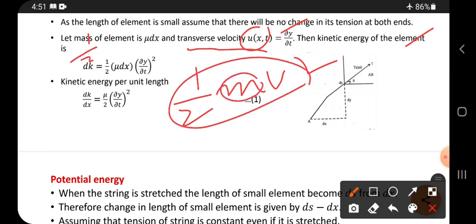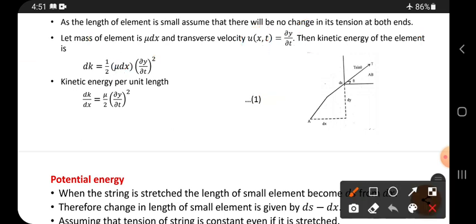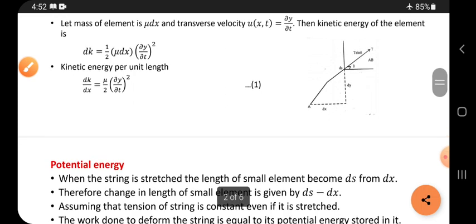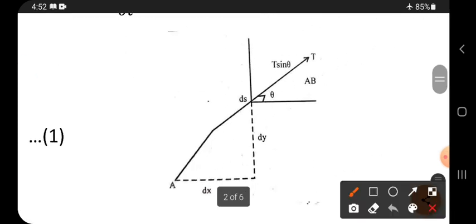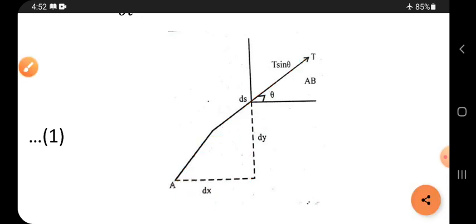In the place of m, mu dx. In the place of v, the velocity is dou y by dou t, and the square is there, so it is written squared. Okay friends, how has this come? Since it is very small, instead of K we write dK, which indicates a small kinetic energy. And see the diagram here. A small portion is taken, and along the x direction its length is dx, along the y direction its length is dy.